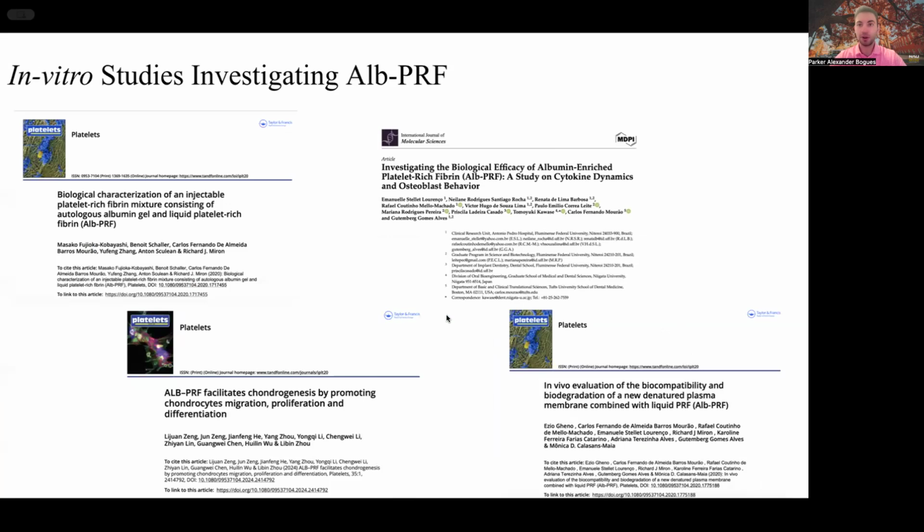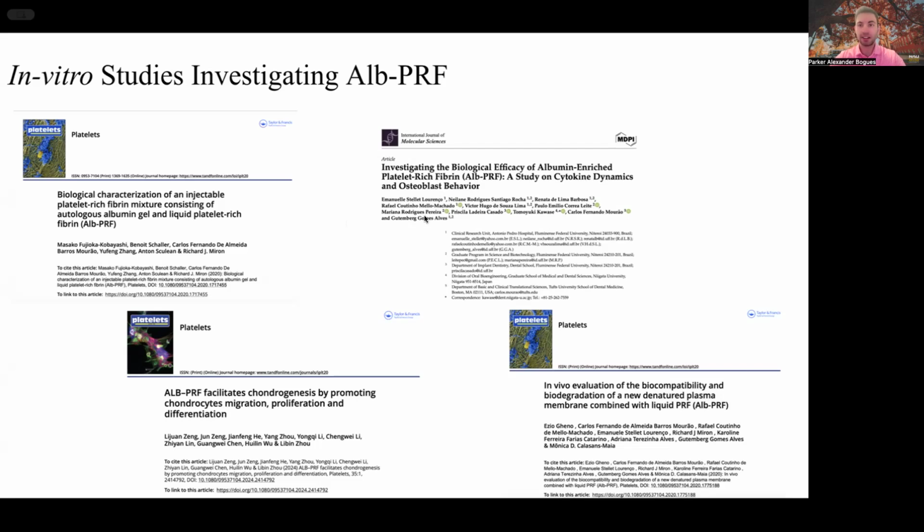So fast forwarding to present day, within the past few years, there have been multiple in vitro studies investigating albumin platelet-rich fibrin as a treatment. There are 3 key studies that investigated it in vitro with 3 various cell types. The creation of albumin platelet-rich fibrin was reported in a paper in 2020, where this group looked at Alb-PRF and how it affected human gingival fibroblasts. Human gingival fibroblasts are the cells that make up the tissues in our gums. So it was a dental application in which it had very promising results.